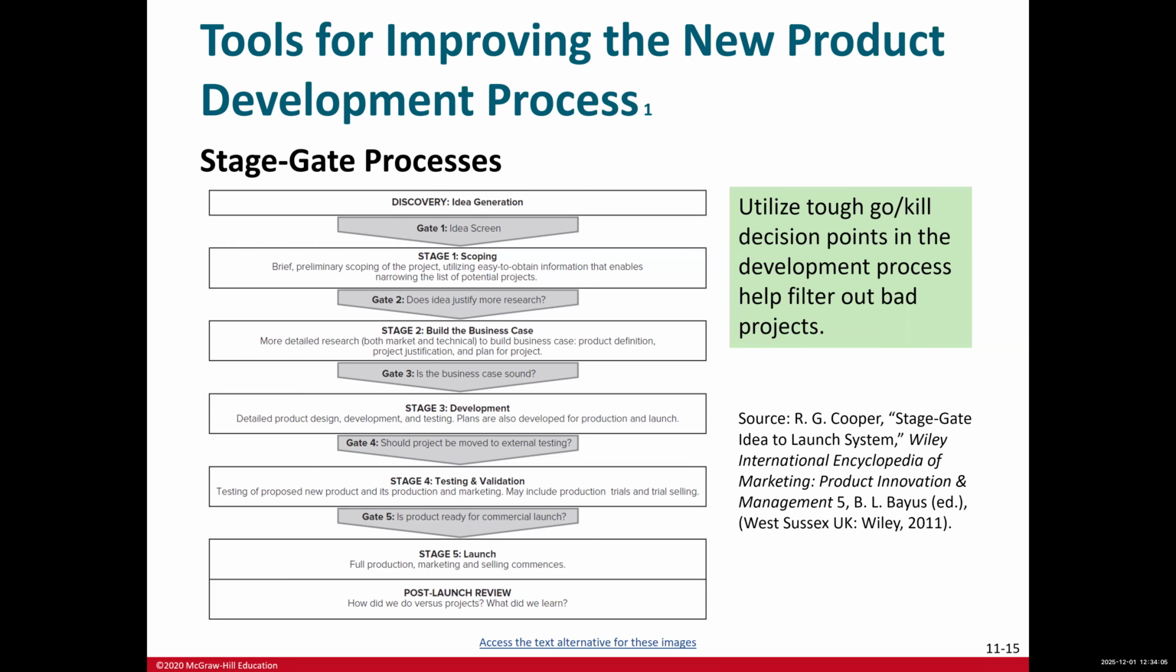Gate 4: should the project be moved to external testing? Is it ready or not? Can we launch it or not? And is the product ready for commercial launch? Then you have to make sure that these are tough go or kill decision points that we need to meticulously go through.